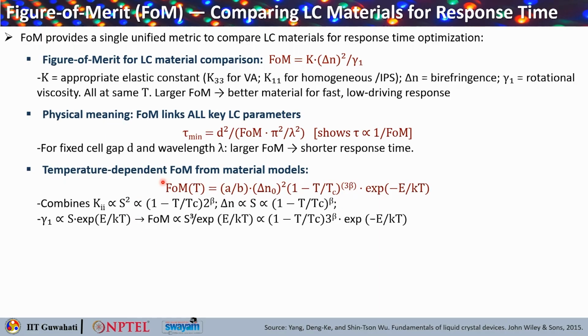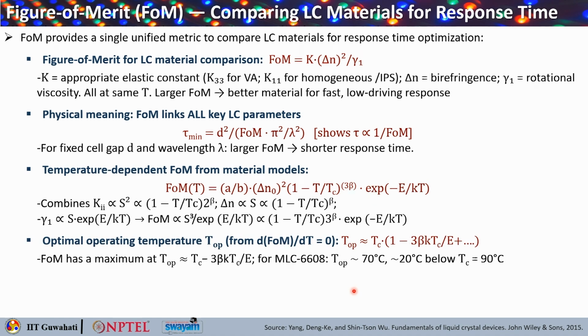The temperature dependence in the FoM also comes from the material model. So, your FoM can be temperature dependent, where it basically combines the temperature dependence coming from the order parameter that you have seen earlier, and it can be written like this. So, what do you want? The optimal operating temperature TOP happens when the derivative of the FoM with respect to temperature becomes 0, and that is when the TOP is around Tc times 1 minus 3 beta k Tc by k plus the other terms. So, you can see that the figure of merit is maximum when this happens.